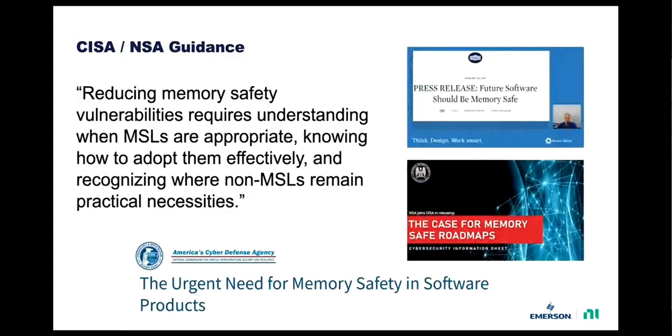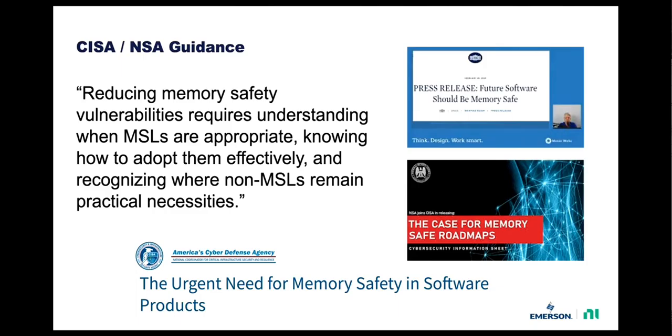So this slide is obviously a little focused on the US, but the same concern and approach is being addressed around the world by various other regulatory and compliance organizations. But you can see there: the future of software should be memory safe, case for memory safe roadmaps, urgent need for memory safety. These are the headlines that are grabbing attention.